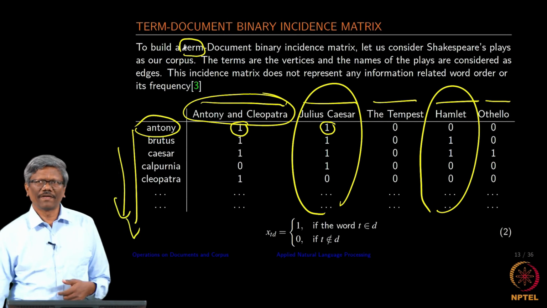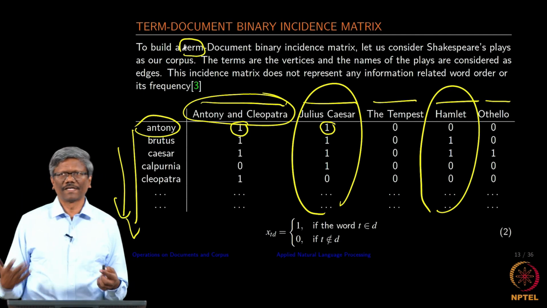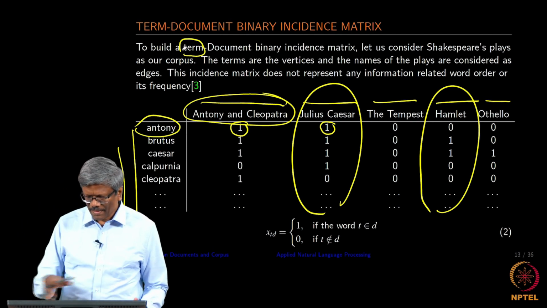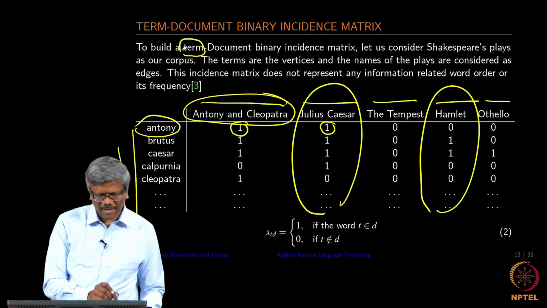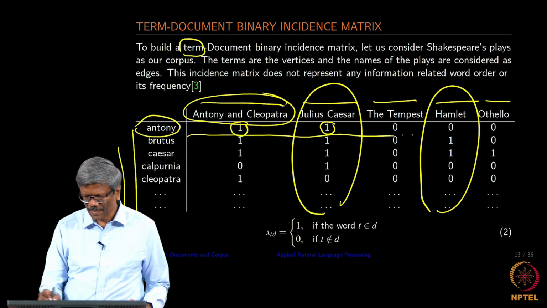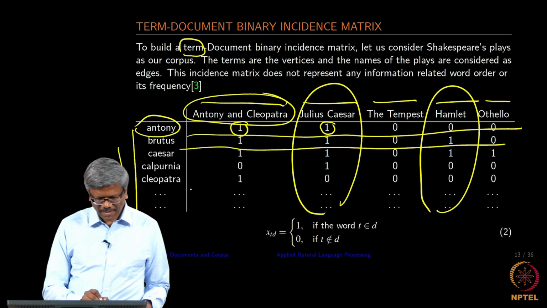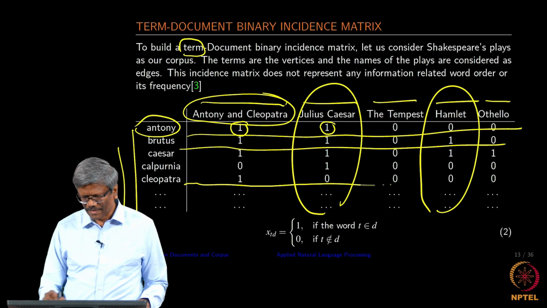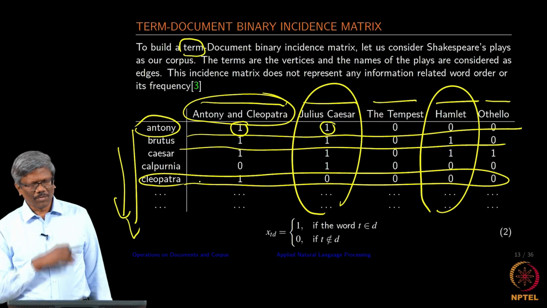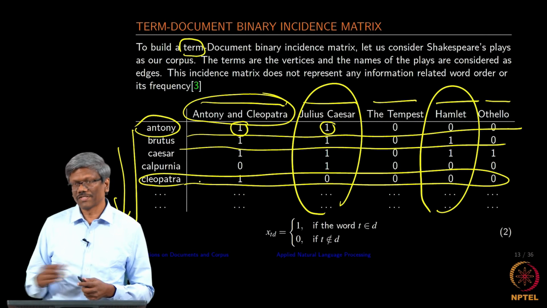What can I do with this? So, I have created a matrix, and I need to perform some operations on it. What kind of operation can I do on a binary matrix? You know now that these are all binary representations. For example, Antony is represented as a binary vector along this direction, Brutus is represented as a binary vector along this direction, and Cleopatra is represented as a binary vector along this direction. So, now we have binary values, and it is possible for you to perform some binary operations on this.